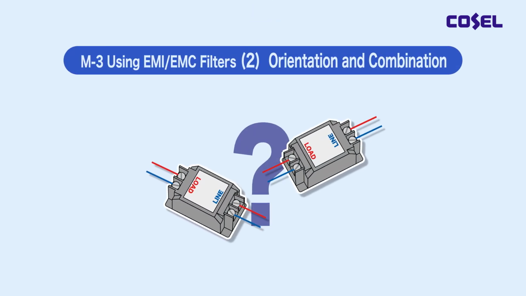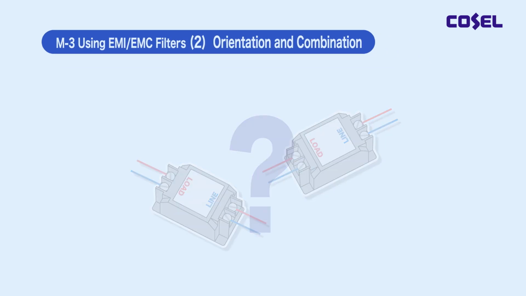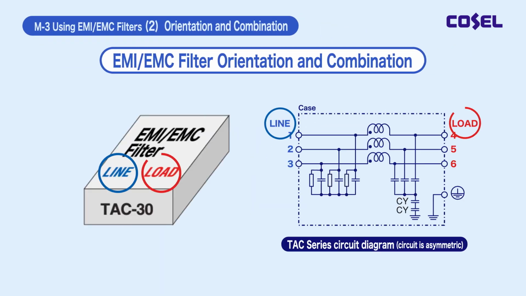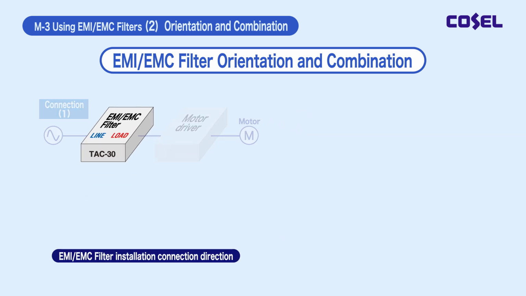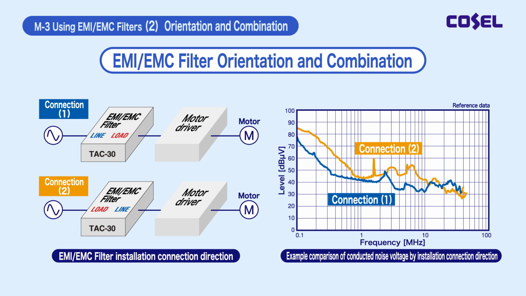Herein, I will explain the orientation of the EMI/EMC filter and the effect of combinations. The EMI/EMC filter has a line and a load, but it can be connected in the reverse orientation without problems. Depending on the impedance of the equipment, connecting the EMI/EMC filter in the reverse orientation may be effective.